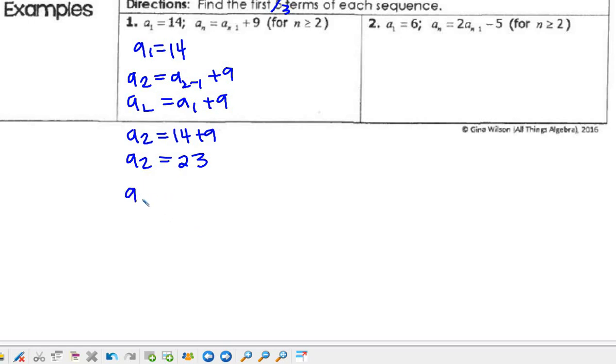If I want to find a sub 3, that would be a sub 3 minus 1 plus 9. 3 minus 1 is 2. And the second term we just found is 23. And that means the third term is 23 plus 9, which is 32.